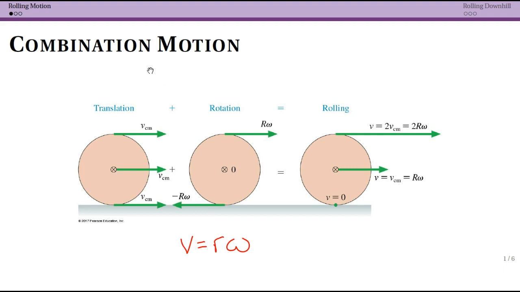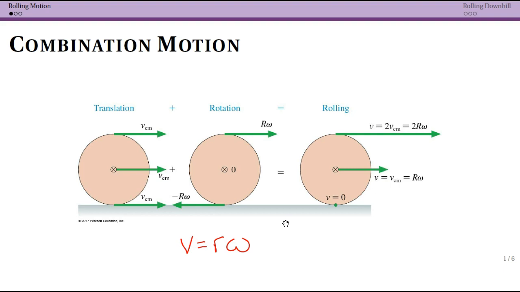So then, to think about the combinational motion, we just sum them. And we see that the point in the middle is then moving to the right at the same speed that it was moving just initially in the translation. The point at the top is moving faster because it has the sum of the rotation and the translation. And the point on the bottom actually has 0 speed because these two completely cancel.